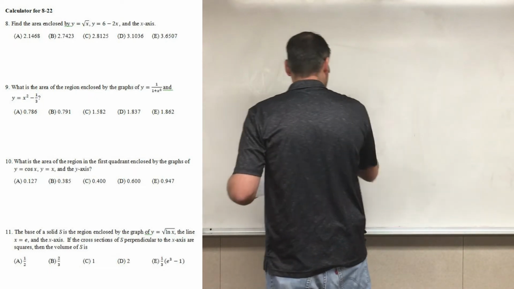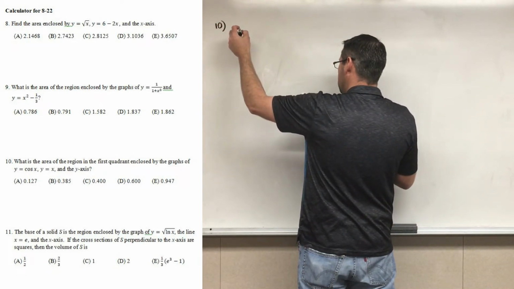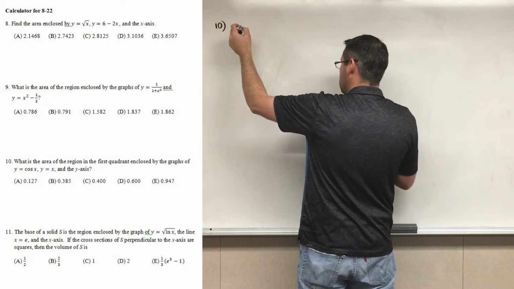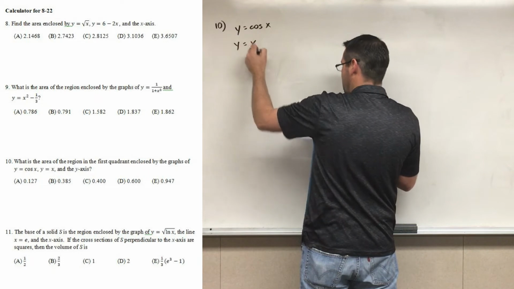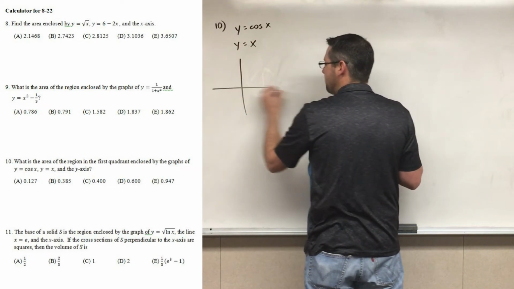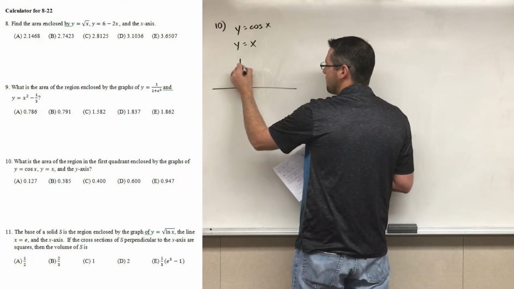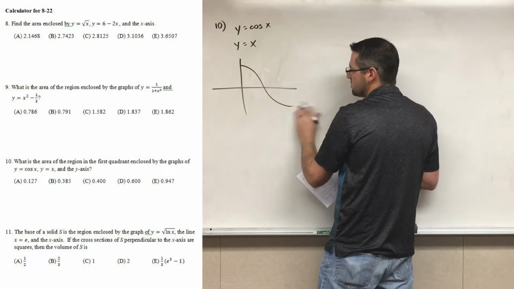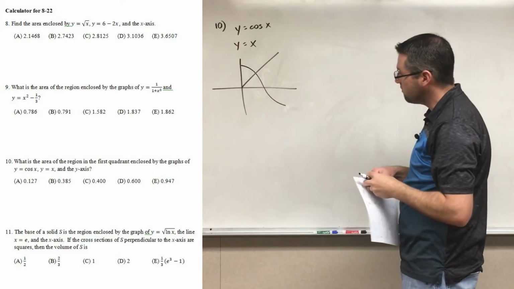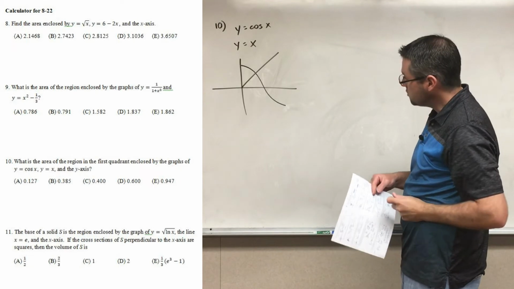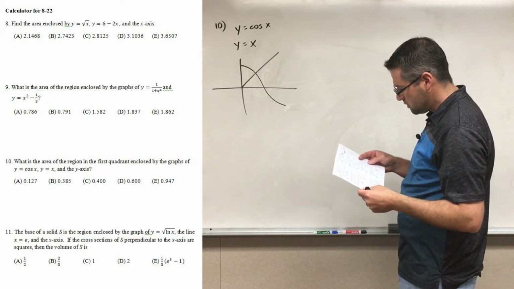For number 10, it says, what is the area of the region in the first quadrant enclosed by the graph of y equals cosine of x and y equals x? And so we can graph this, again, using your calculator. We're only concerned with the first quadrant, so we're going to graph cosine of x. Cosine of x looks something like that, and y equals x looks something like that. So we're looking for the region in the first quadrant enclosed by those two curves.